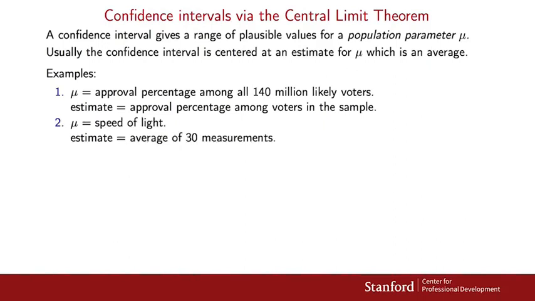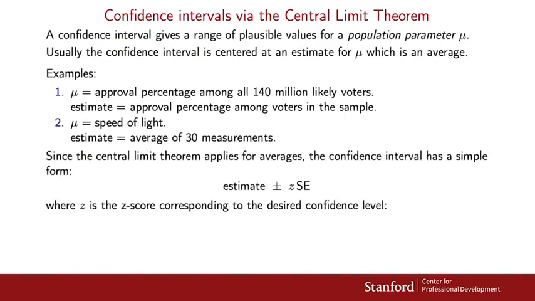As another example, suppose we want to measure the speed of light. In that case, our estimate would be the average of, say, 30 measurements. A key point now is that if we use averages, then we know that the central limit theorem applies. Therefore, we have a very simple form for the confidence interval, which is simply the estimate plus minus a z-value times the standard error. And that z-value simply comes from the normal approximation.